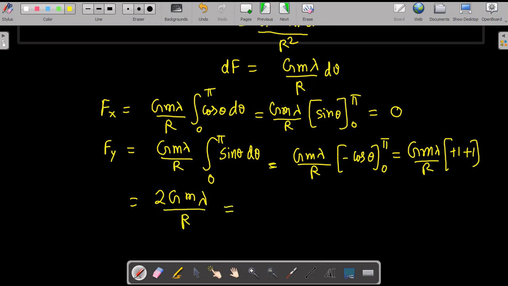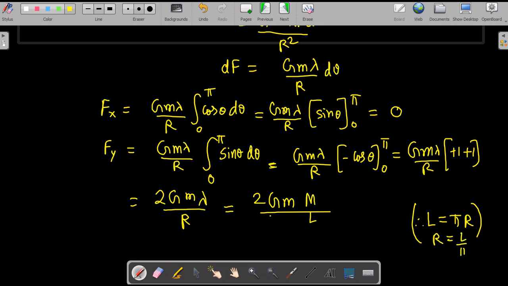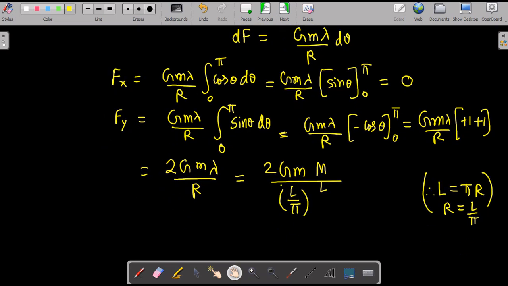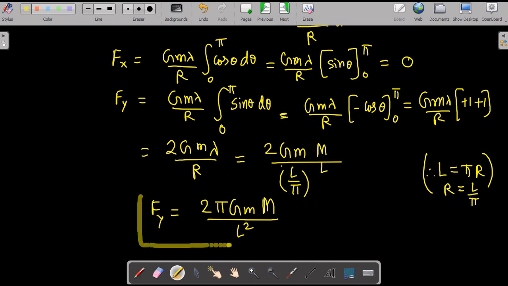Now let us substitute that. Lambda is total mass by length. And what is the radius? Because that length has converted into pi r, right? So radius you can write as L by pi. So L by pi you write. So what do you get? The net force is only along the y-axis, and this is 2 pi G m M by L square.